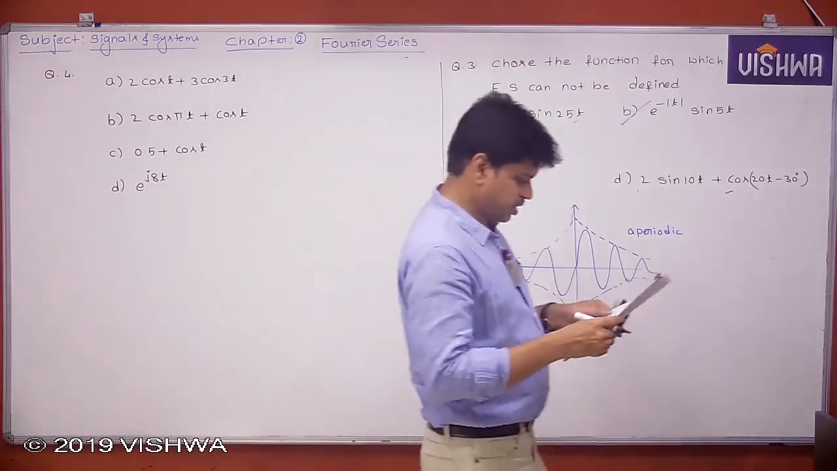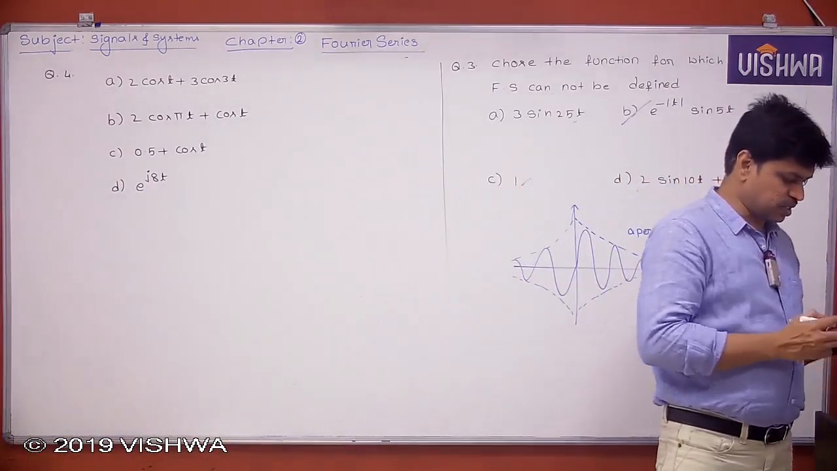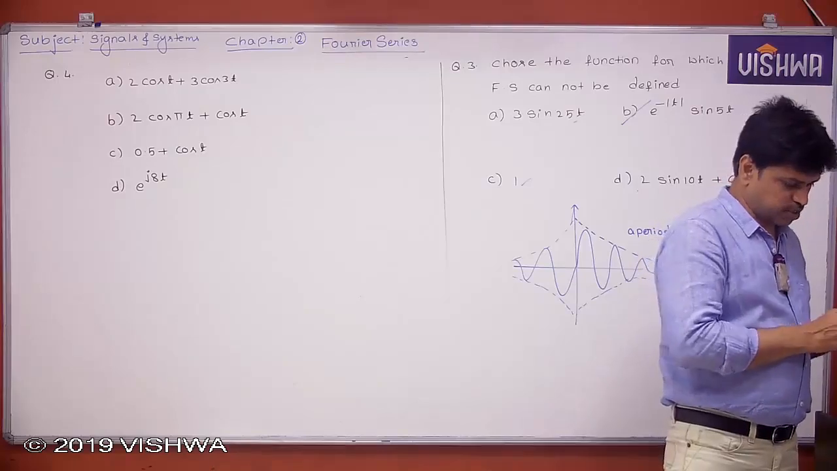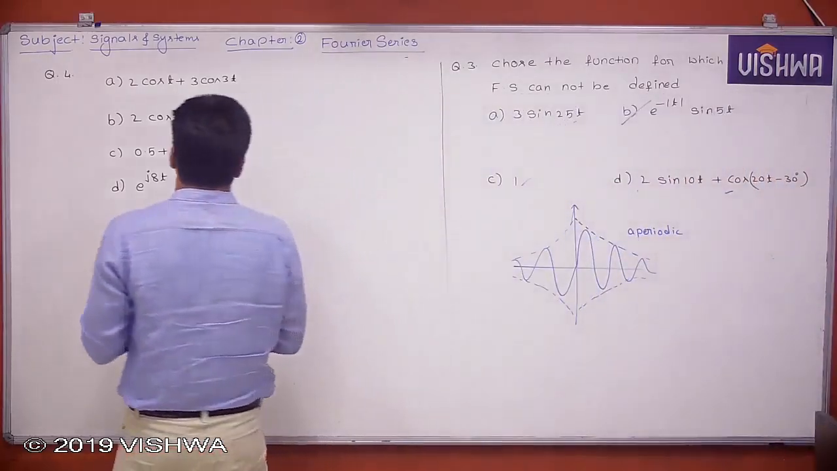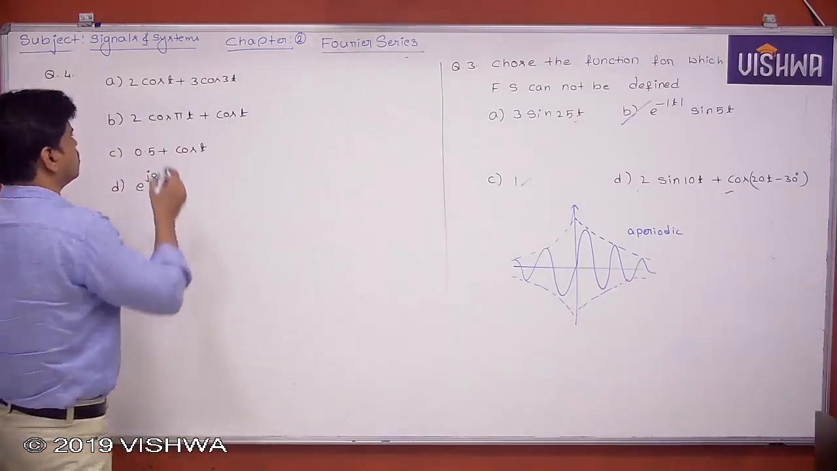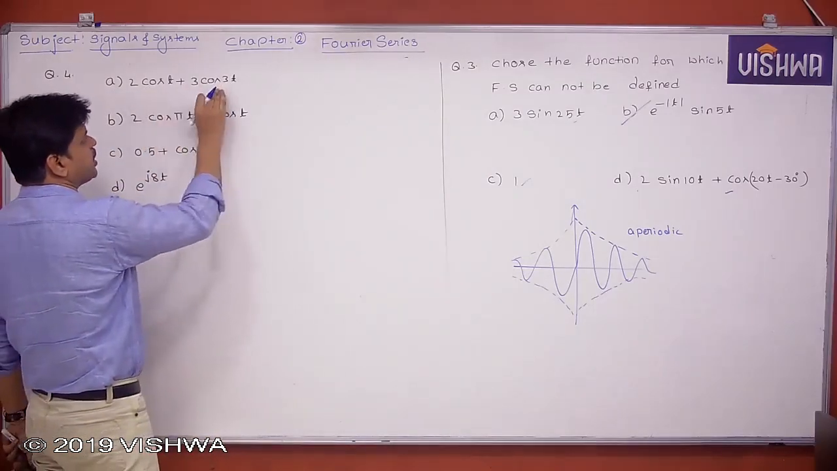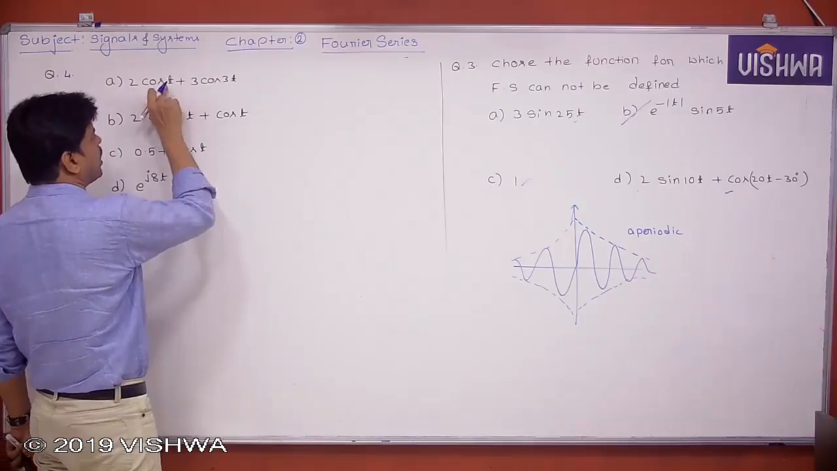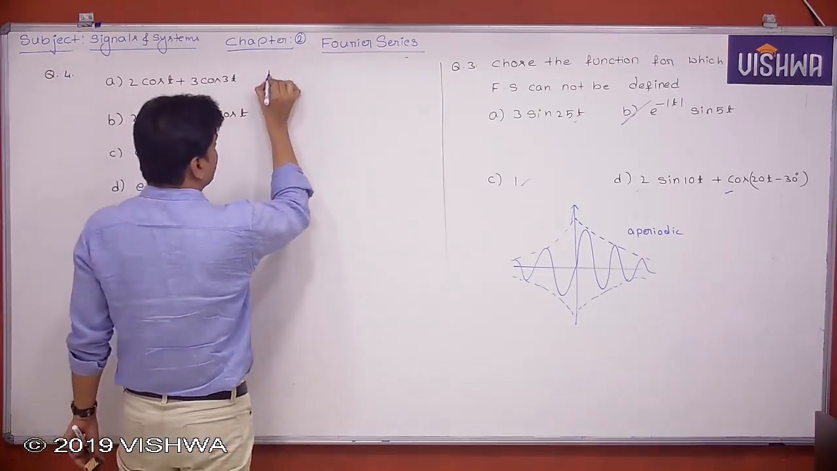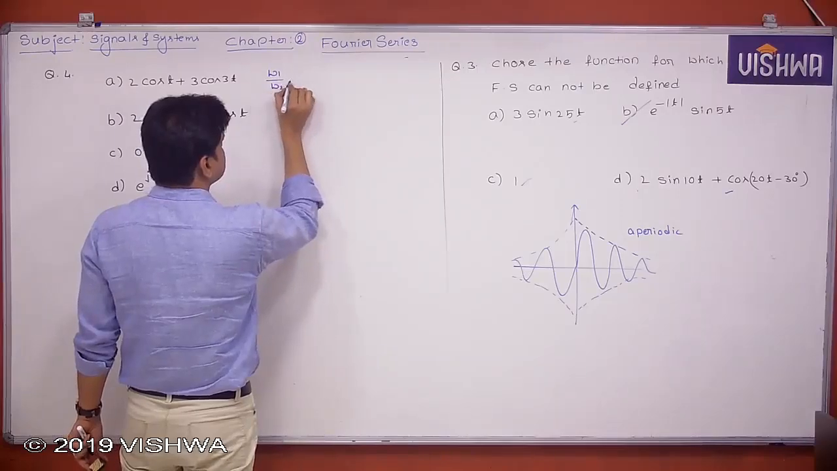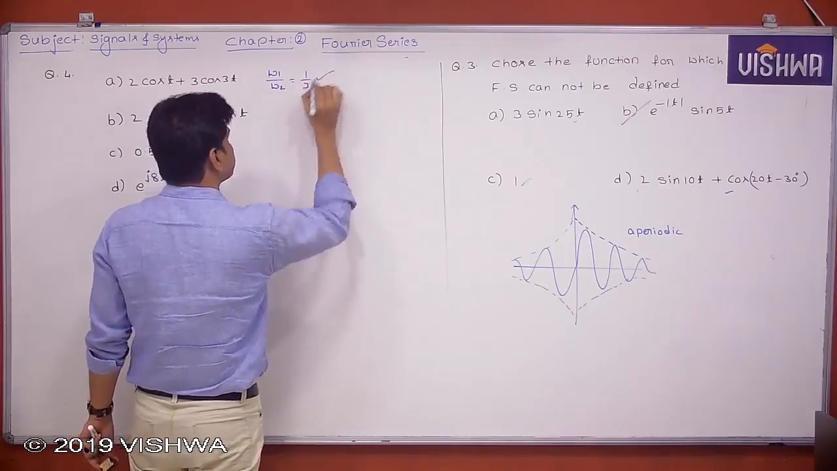So which one is the answer? Which one does not have a Fourier series expansion? Here also option B. Why? Let's see the first one. To check whether it is periodic or not, omega 1 is equal to 1 here, omega 2 is equal to 3 here. What is omega 1 by omega 2? That is 1 by 3, which is a rational number.